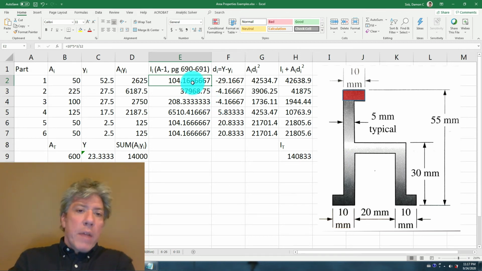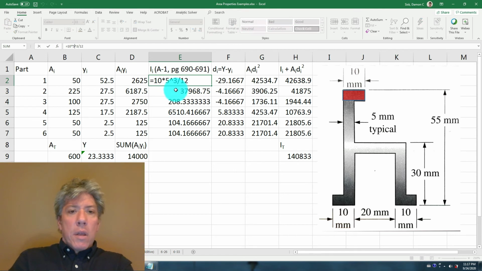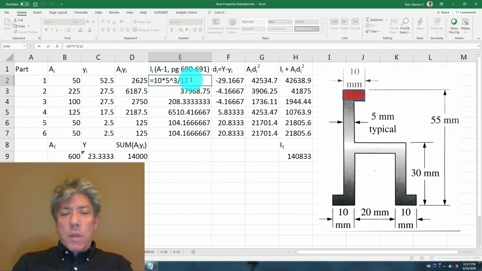So, by the way, where do we get that 104.166? Well, you might notice that it's 1/12 bh cubed. So what is b? B is the base. H is the height. So you notice we've got the base 10 millimeters and then height 5 millimeters cubed divided by 12. That's just an equation you'll probably have memorized before long. It's really just the equation of the moment of inertia through the centroid of a rectangle for that rectangle.